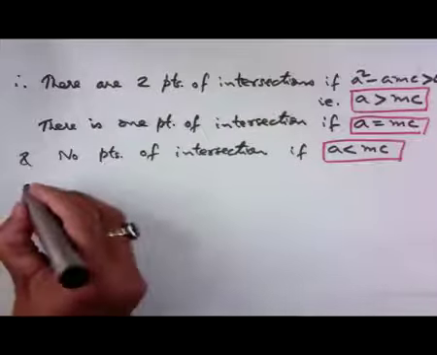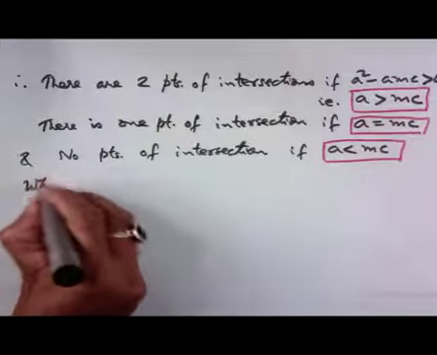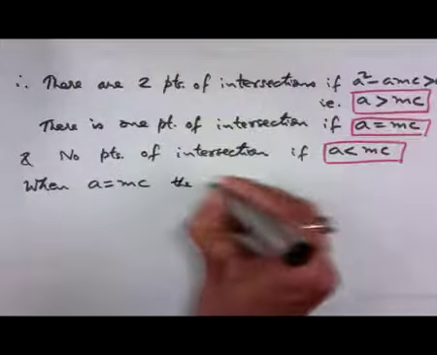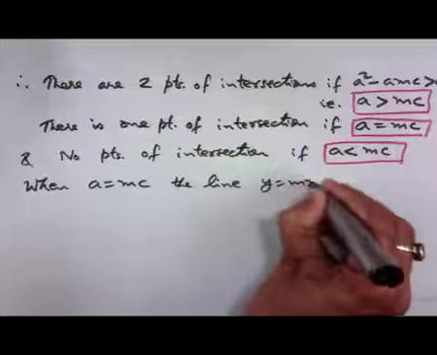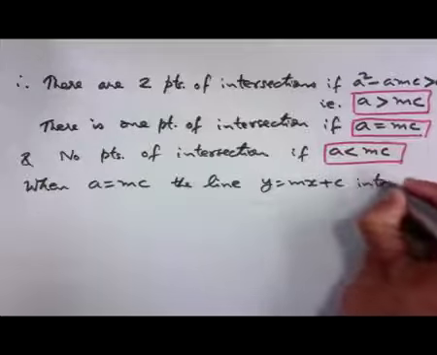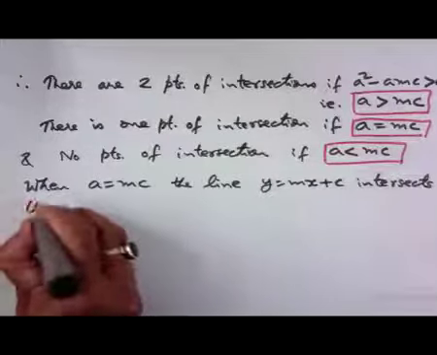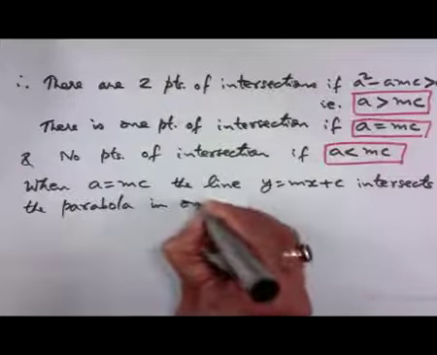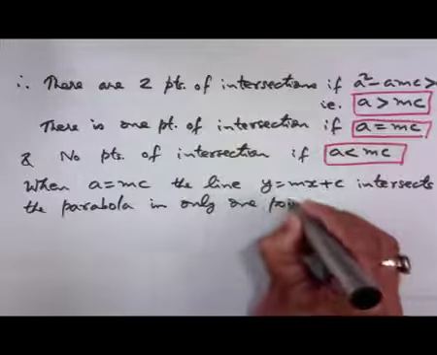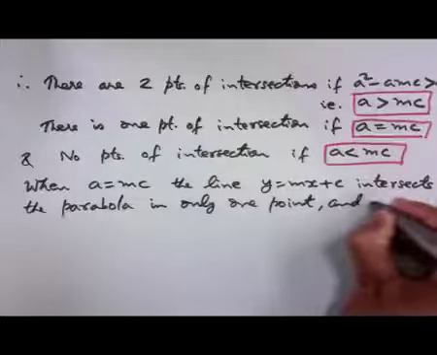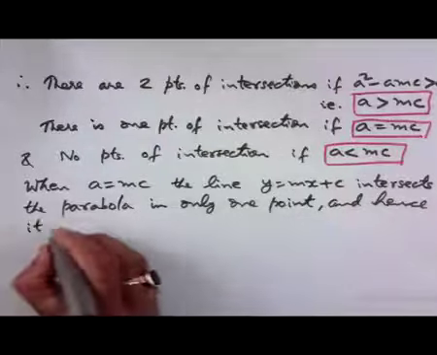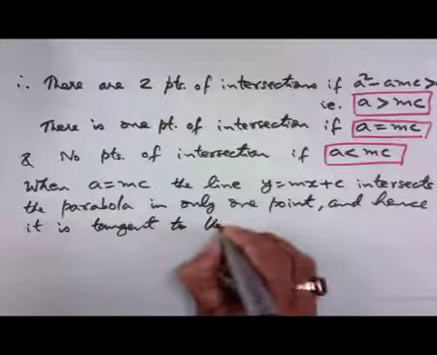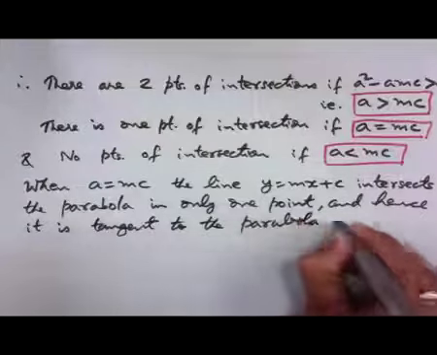So, when a is equal to m c, the line y equal to m x plus c intersects the parabola in only one point, and hence it is tangent to the parabola y square equal to 4 a x.